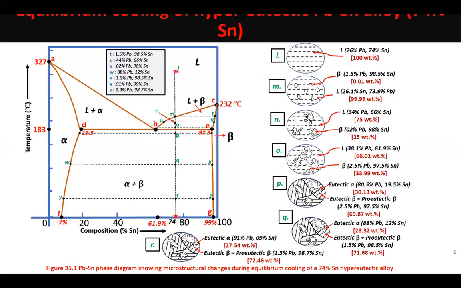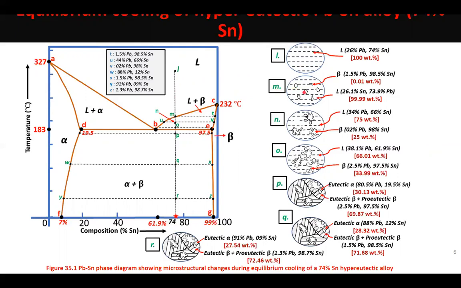We cool down this alloy under strict conditions of equilibrium. That means at very slow rates of cooling, no change is observed in the alloy till you have reached point M, which represents the liquidus temperature of this alloy. So as you reach point M, because you have reached the liquidus temperature of the alloy, the solid phase begins to appear in this alloy.